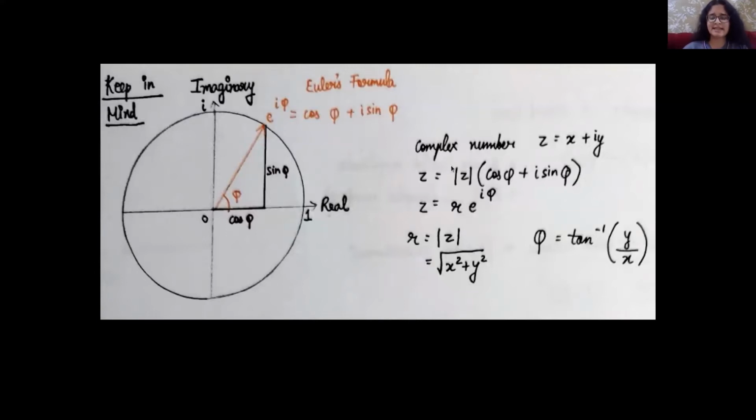Over here mod z is the magnitude of this particular vector, which can be calculated as the square root of x squared plus y squared. And we can replace cos phi plus i sin phi using e to the power i phi. This is an equation that was given to us by Euler, that's why it's called Euler's formula. So we should keep this in mind. This will be really handy ahead in this video to understand some concepts related to the Bloch sphere.